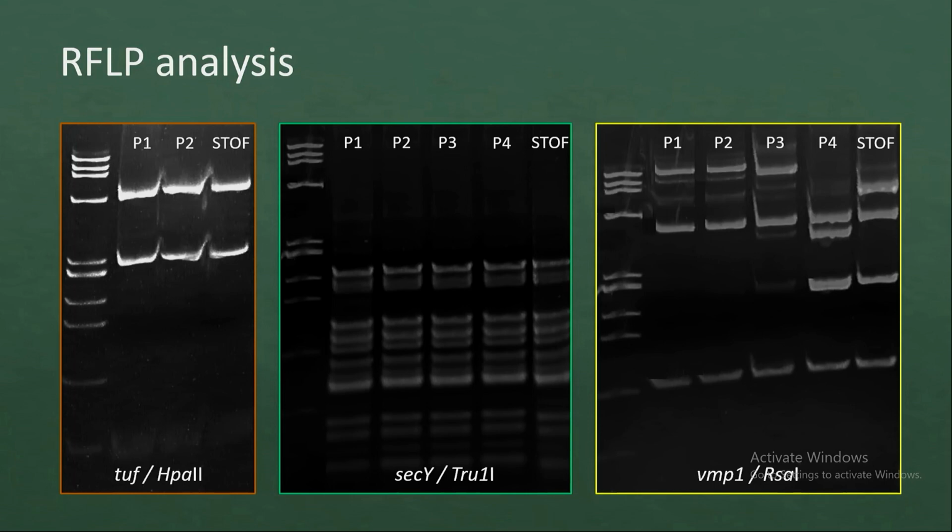In the picture on the left, there are TUF amplicons digested with HpaII enzyme, and we obtained the same restriction profile for all the samples, which was also identical to the positive control Staph, a Stolbur strain detected in tomato in France. In the picture in the middle, there are SecY amplicons digested with TruI enzyme that also have the same profiles for every sample and for the positive control. And on the right, unlike the other genes, the VMP1 amplicons digested with RsaI enzyme showed variability among the profiles of the samples, which also differed from the positive control profile.